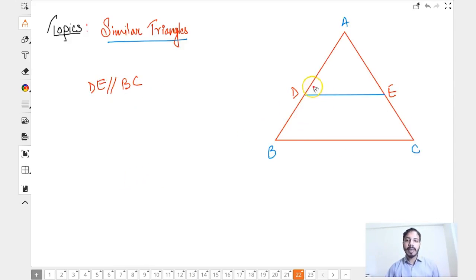That means if these two are parallel, this angle is equal to this angle, because these are corresponding angles. Similarly, this angle is equal to this angle. Now in these two triangles, right, this angle is common.